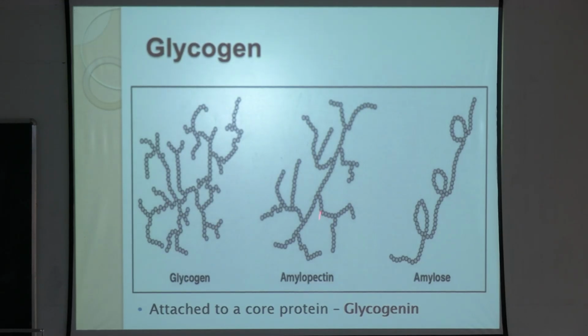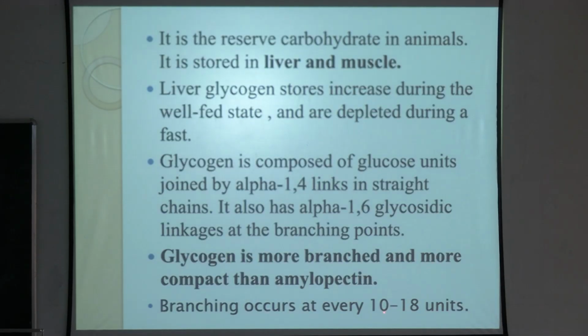I told you in amylopectin the branching occurs at every 20 to 25 glucose units, whereas in glycogen it occurs at every 10 to 18 units. So the branches are dense. That helps in containing more glucose molecules. It is more compact than amylose and amylopectin, and it is stored in animal liver and muscle.